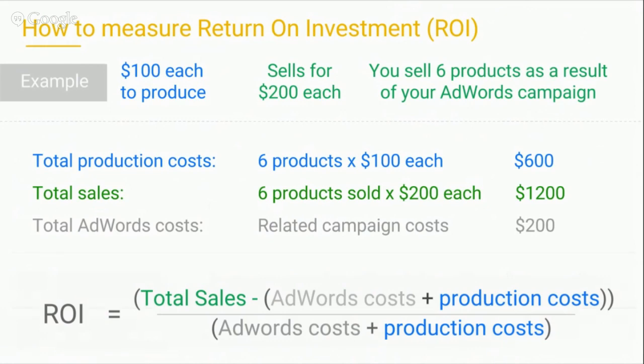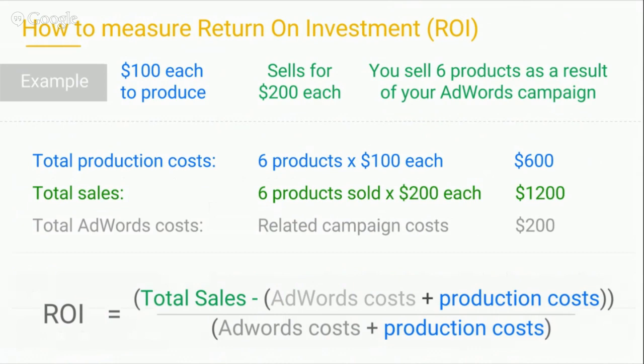So for example, let's say that this is an online retailer and their products cost $100 each to produce, and each product sells for $200. And you sell, as a result of your AdWords campaign, 6 products in, let's say, a given 2-week period.